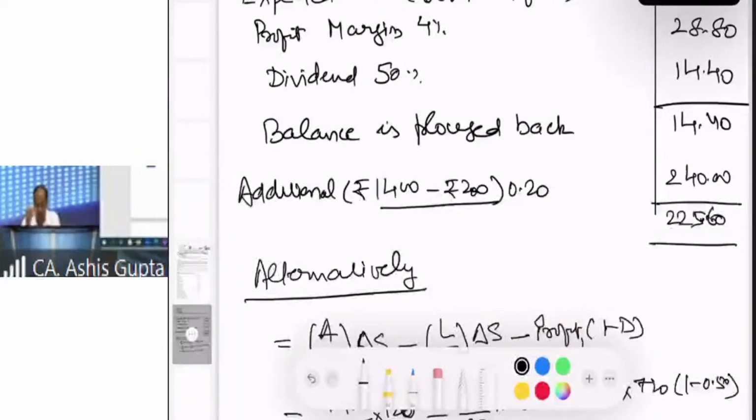There is a concept of net working capital. What does net working capital mean? A part of current assets is financed by the current liabilities. The balance is required for this.